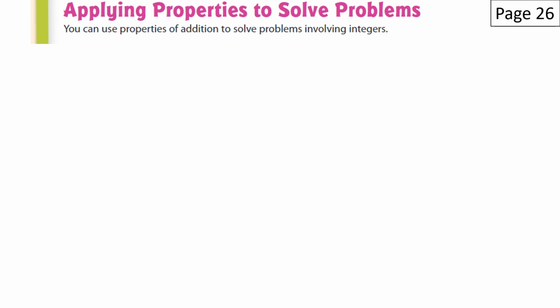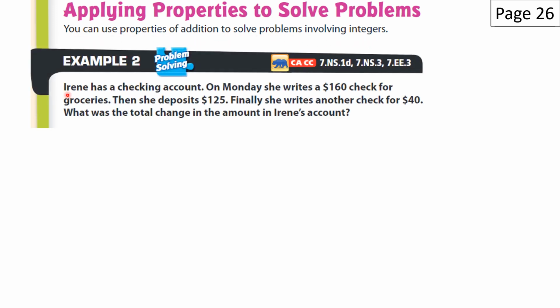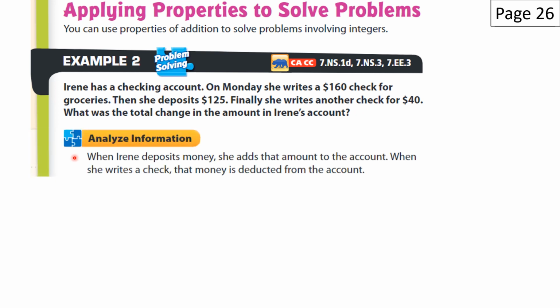So you can use the properties of addition to solve problems involving integers. Irene has a checking account. On Monday, she writes a $160 check for groceries. She deposits, which means she adds money into her account, $125. Finally, she writes another check for $40. What's the total change in the amount of Irene's account? When she deposits money, she adds money to the account. When she writes a check, that money is deducted from the account or taken away.